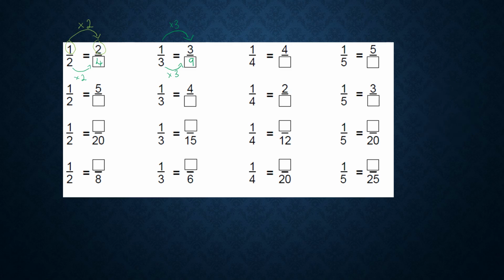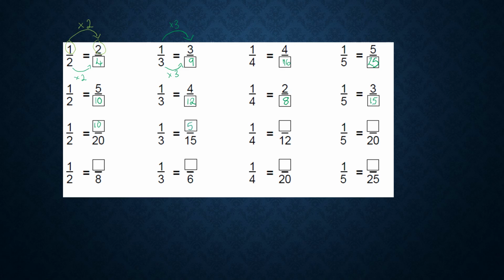Okay, so on our first one then, we have 1/4 is the same or the equivalent as 4/16. 1/5 is equivalent to 5 over 25. Next one along, 1/2 is the same as 5/10. 1/3 is the same as 4/12. 1/4 is the same as 2/8, and 1/5 is the same or equivalent to 3/15. Then we have 10/20.